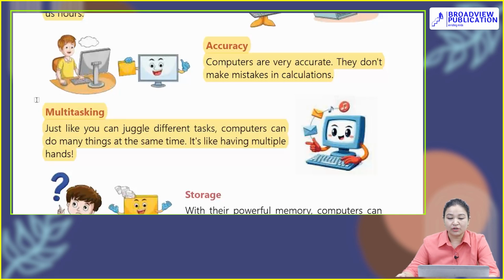Multitasking, just like you can juggle different tasks, computers can do many things at the same time. It's like having multiple hands. So it is very difficult for us to do many tasks at a time, but a computer can do many tasks at a time. We can do drawing, painting, and we can type our documents while listening to songs.